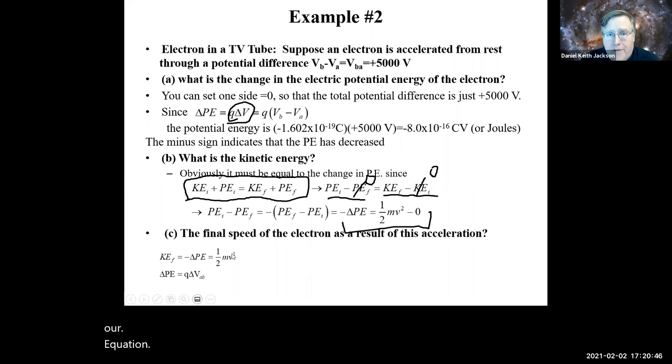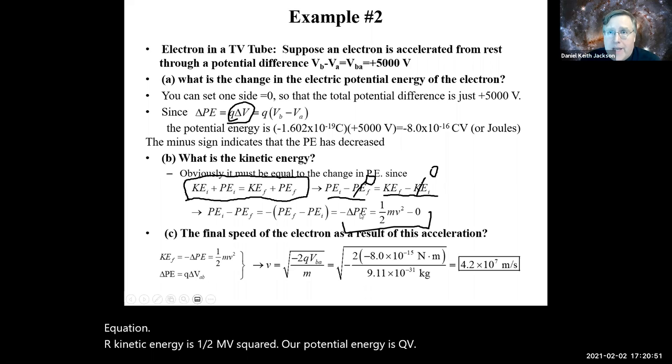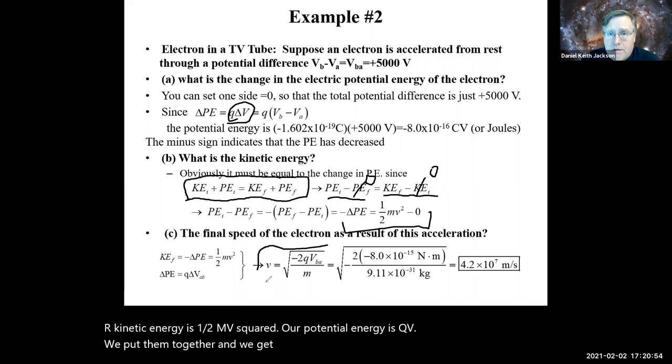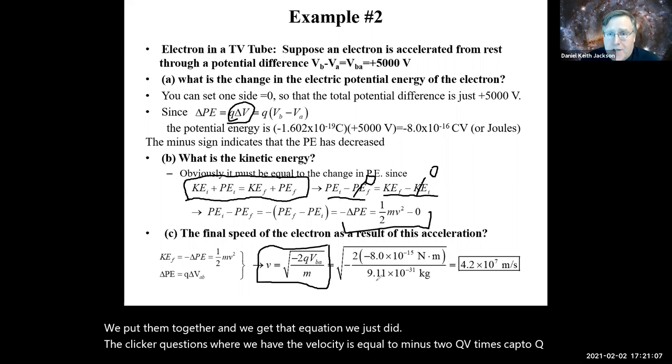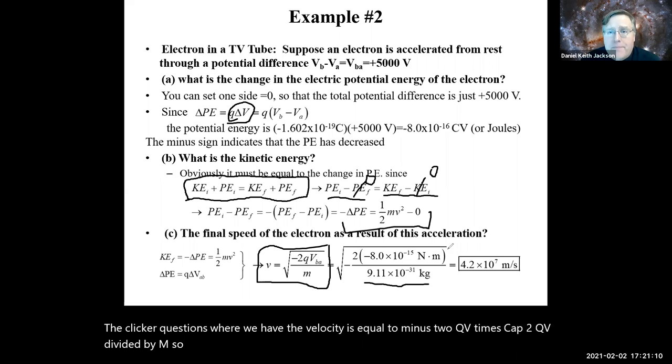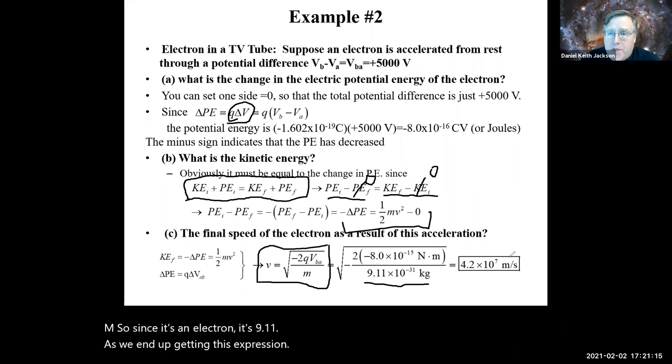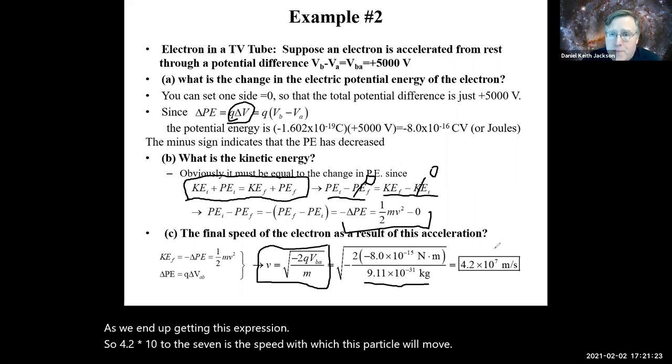So we pull out our final equation. Our kinetic energy is 1/2 mv squared. Our potential energy is QV. We put them together, and we get that equation we just did for the clicker questions, where the velocity is equal to the square root of 2QV divided by m. Since it's an electron, the mass is 9.11 times 10 to the minus 31. And we end up getting this expression. So 4.2 times 10 to the 7 is the speed with which this particle will move. 42 million meters per second.